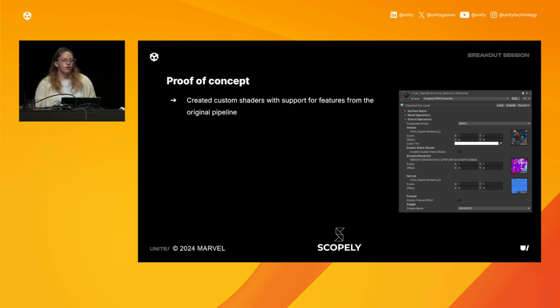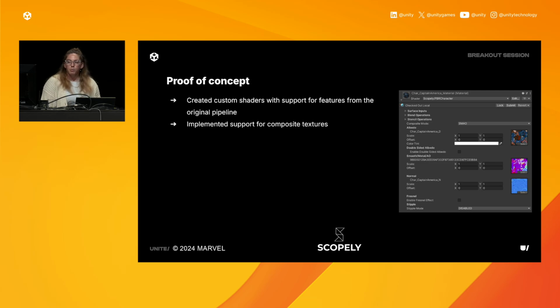We created custom versions of the URP lit shaders, as well as included HLSL files such as lit input. We added additional properties and modified calculations to support our custom version of these shaders. Support for composite textures was one of the features that we migrated over.